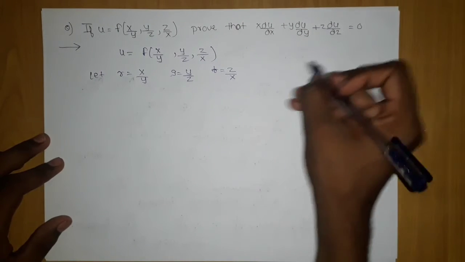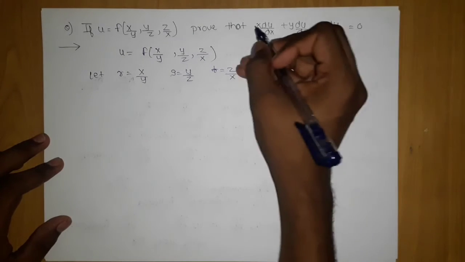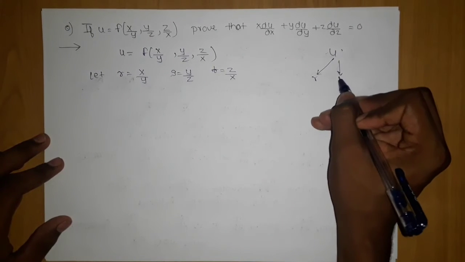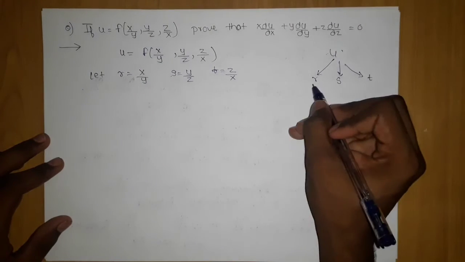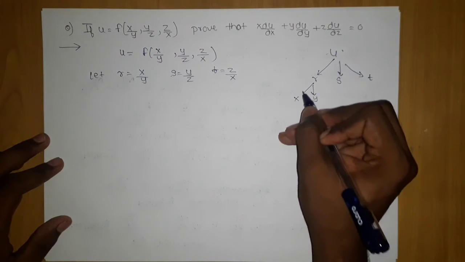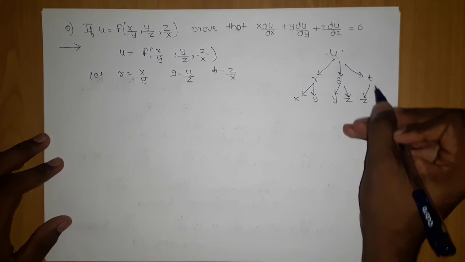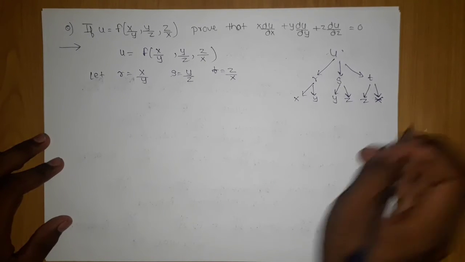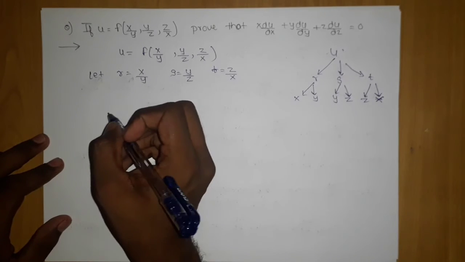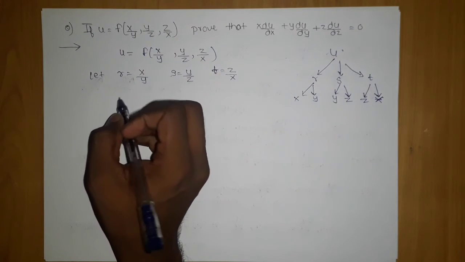What you have to do here is draw the chart. Your main function is u, because u is present on both sides. So u, r, s, t. r is a function of x comma y, these two. s is a function of y, z. t is a function of z, x. You should not make the chart wrong. If you make the chart wrong, there is a high probability that you will get a wrong answer. After this, what are you going to do?